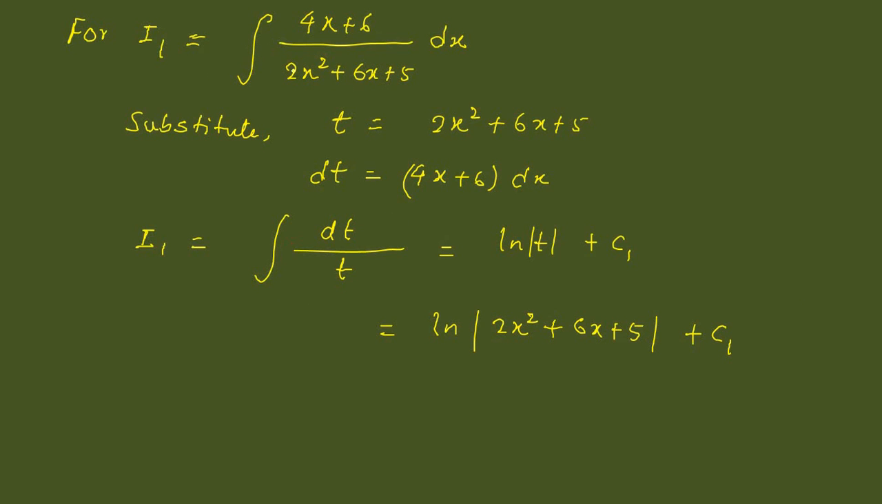Because this is (4x + 6) over the square root of 2x² + 6x + 5, and since the derivative of the denominator was deliberately made, it is very easy to substitute this denominator as t. So t equals 2x² + 6x + 5, and we will immediately get the derivative on top, so this will be dt by dt, and the answer is ln t + c1. That will always be in this form, ln t + c1.